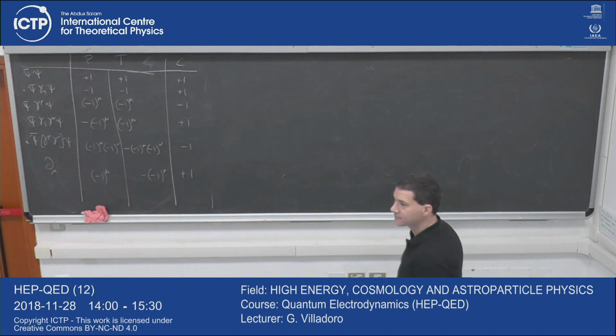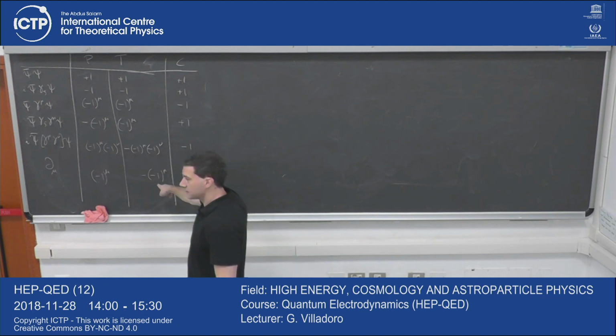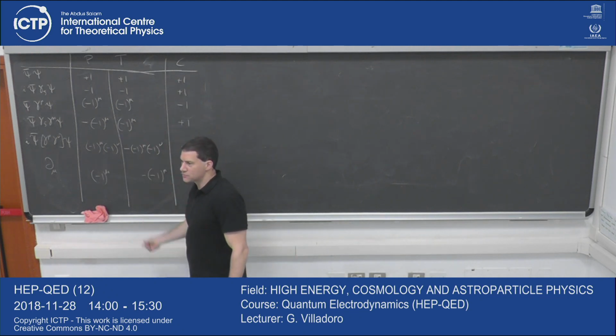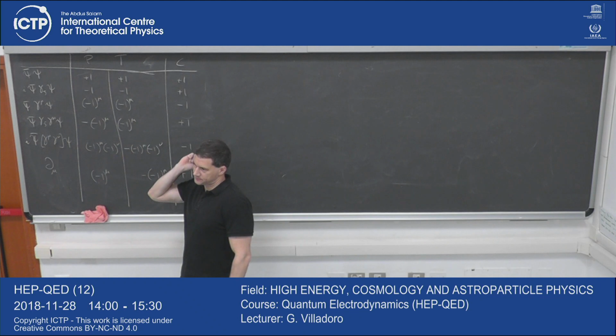For T, the third one is -1 to the mu. Yes, because it's a vector. It's not x. X has this, but it's a vector. So if you imagine momentum, for momentum and the time translation, the spatial part changes sign. Okay, yeah.